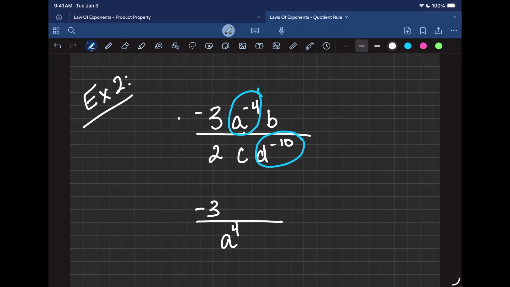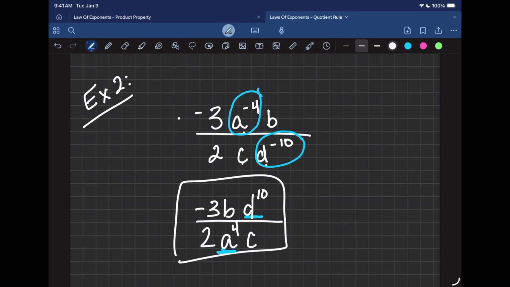B does not have a negative exponent, so I'm going to keep it where it's at. Looking at the bottom, 2 has a positive exponent, so I'm going to keep it. C has a +1 exponent, so I'm going to keep it. D had a negative exponent, so I'm going to bring that to the top and make it a +10. So right here, my a moved to the bottom to be positive, and d moved to the top to be positive.